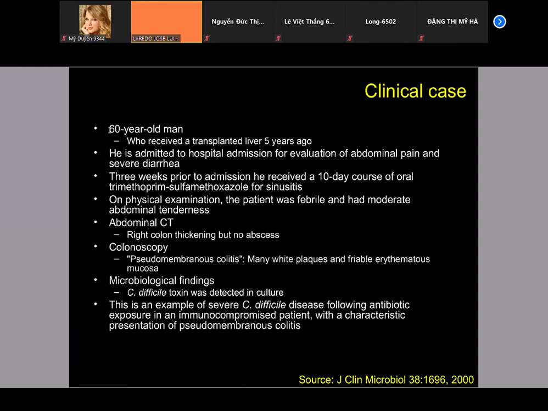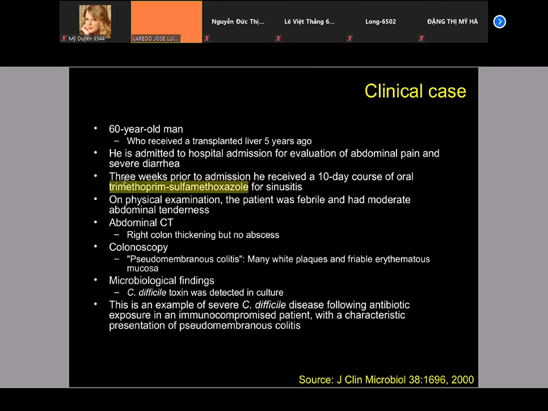This is a 60-year-old man. This man was transplanted some years ago. So possibly he is immunocompromised, possibly. And this man comes to the hospital complaining of abdominal pain and severe diarrhea. When we ask the patient, he says that 3 weeks ago, he suffered a sinusitis and he was treated with antimicrobials for the sinusitis. He was treated with cotrimoxazole. So it's very important.